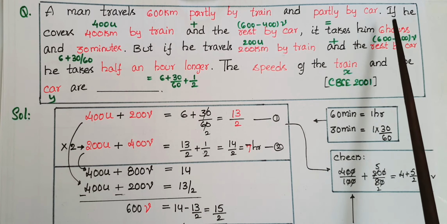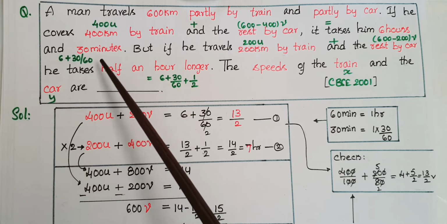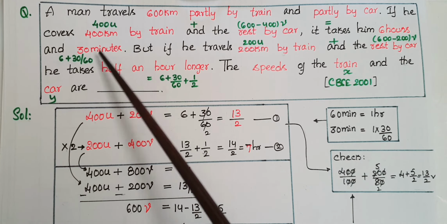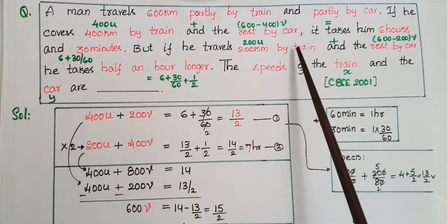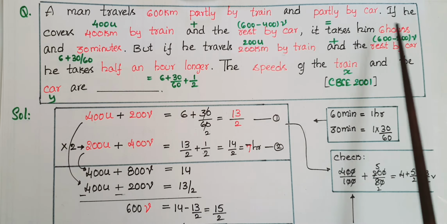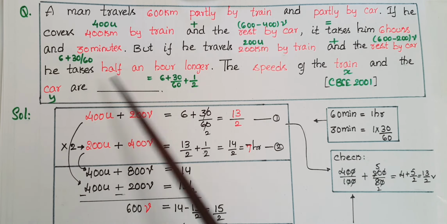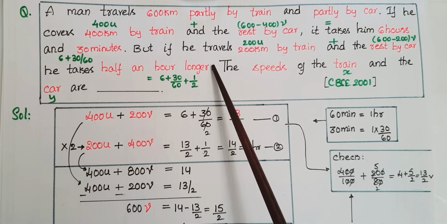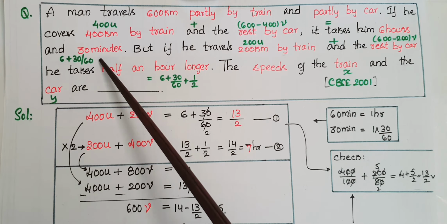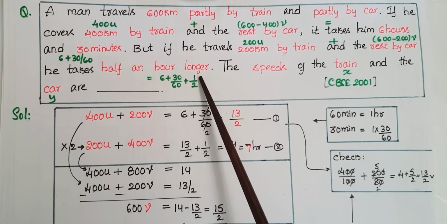That is equal to, here the time taken is 6 hours and 30 minutes. So convert this 30 minutes into hours, that is 30 by 60. So 6 plus 30 by 60, this is the total time. But if he travels 200 kilometers by train, that is 200u plus the rest by car, that is 600 minus 200 into v, he takes half an hour longer. So that includes the first time, that is 6 hours 30 minutes plus half an hour, that is 6 plus 30 by 60 plus half an hour means 1 by 2.